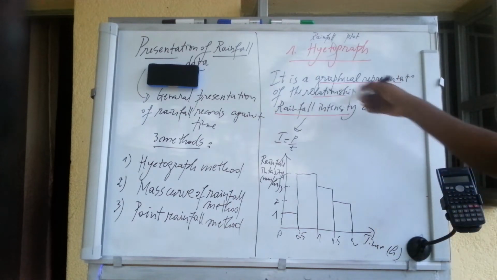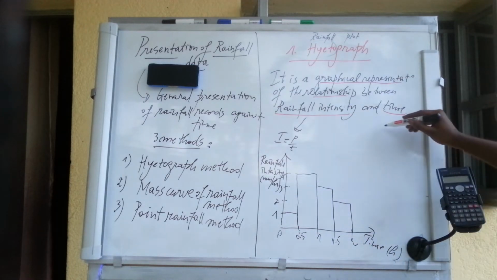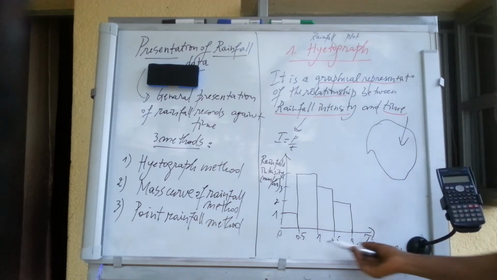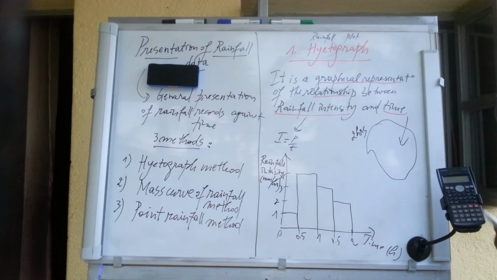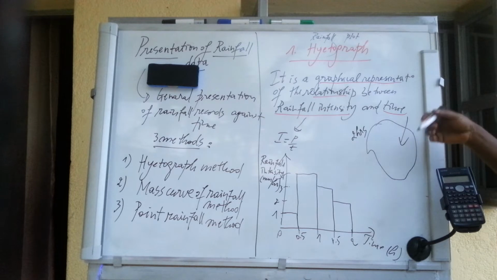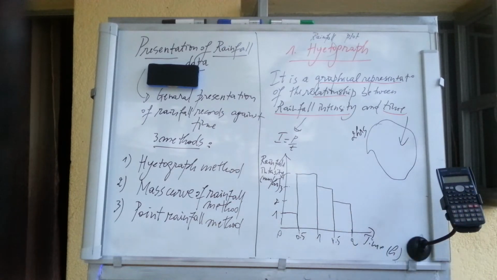It is a graphic representation of the relationship between rainfall intensity and the time. If you have a given catchment, and it is raining for 2 hours in this catchment, you can plot the relationship between the rainfall intensity, how much water the catchment is receiving per unit of time, during a given duration of that rainfall. So the rainfall intensity against the time is the one called hyetograph.